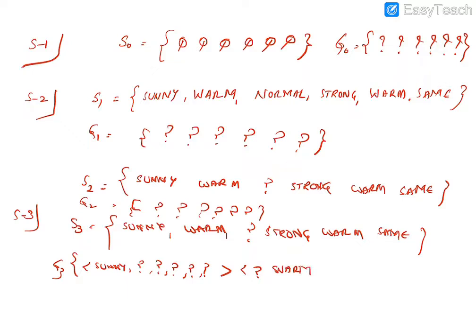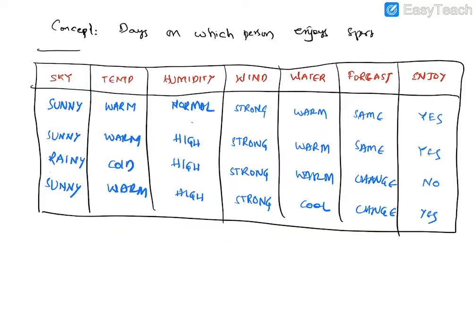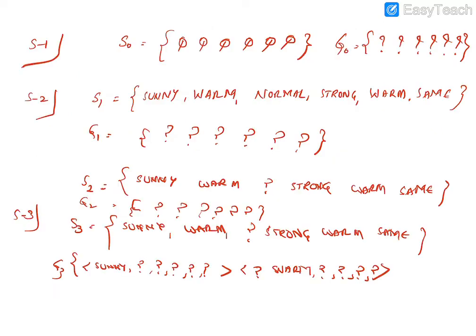Here, what do you have to write? Warm, 1 2 3 4 5 6. This is closed. Go back, and where do you find the difference? This is same, this is same, this is same. Here is the difference. Here it is same, it is change. 1 2 3 4 5 6.